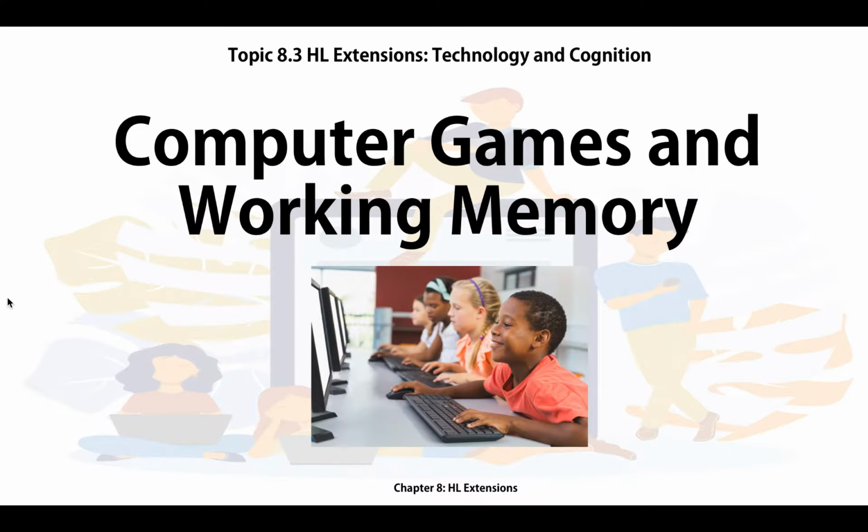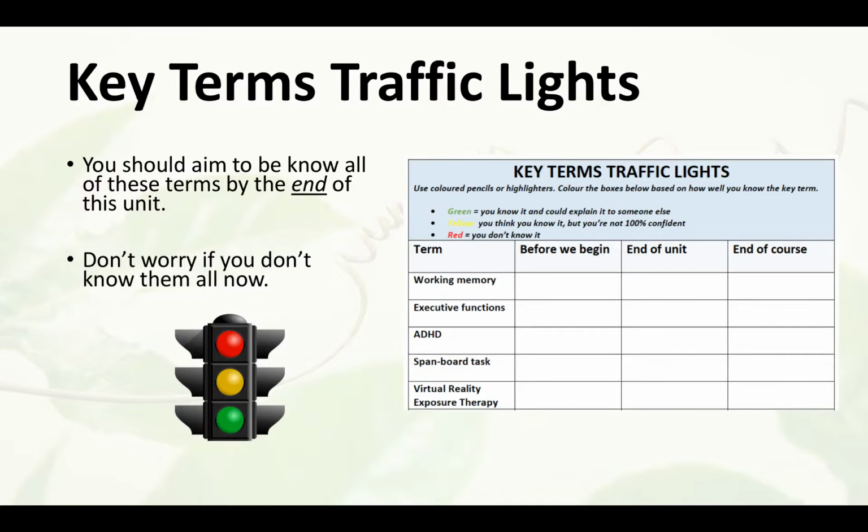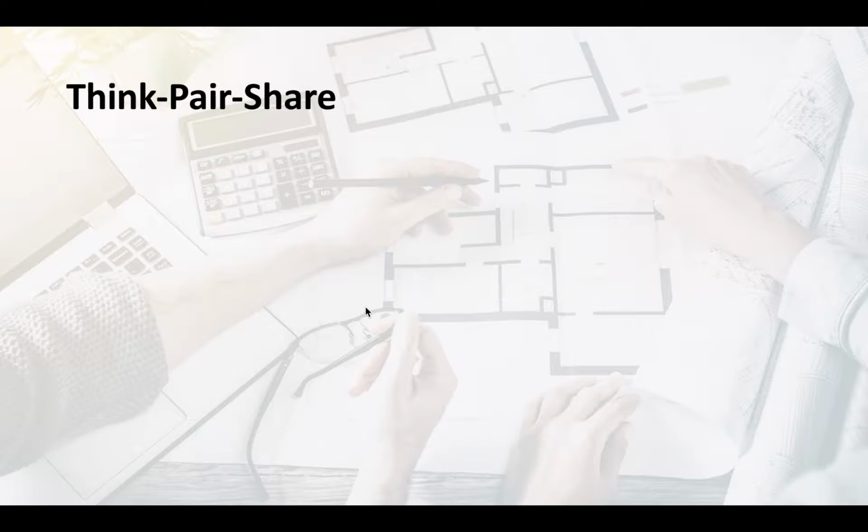So first of all, this first lesson, 8.3 AI, I think I called it computer games and working memory. So we're looking at how computer games can improve working memory and the research there. First of all, like in the beginning of any of my units, I like to start with key terms, traffic lights. This is in the workbook, and they use the color coding there to show what they know already.